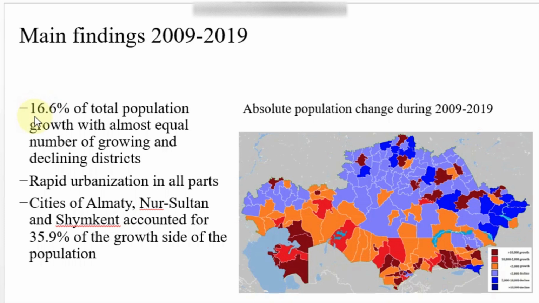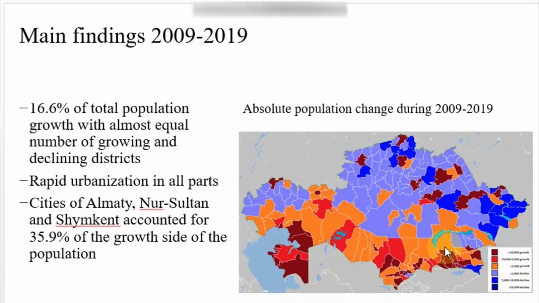So in total, it's about 16.6%. So this would be well over 1% population growth each year during this decade. In terms of territories, we can see almost equal number of districts with population decline and population growth. However, the growth is overwhelming.